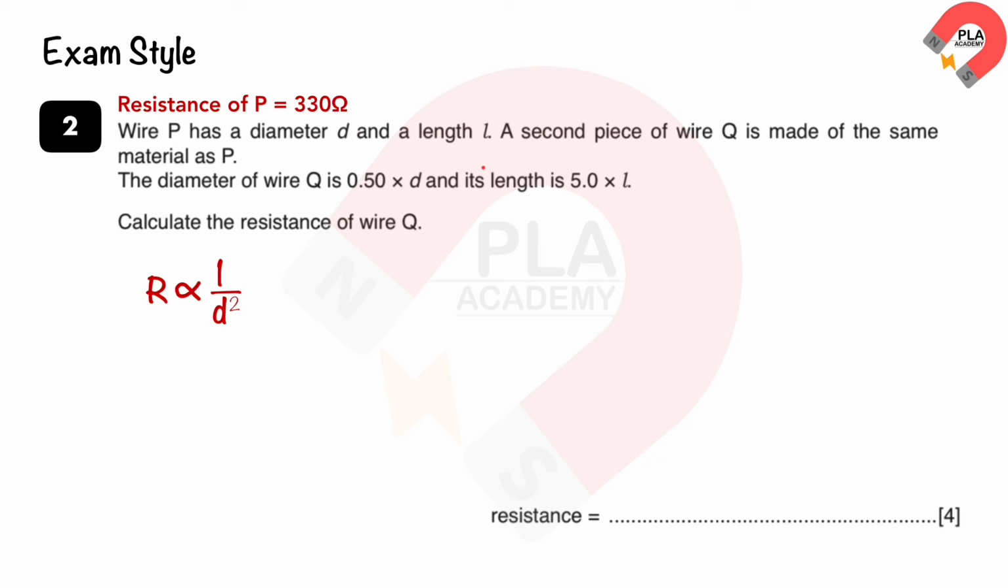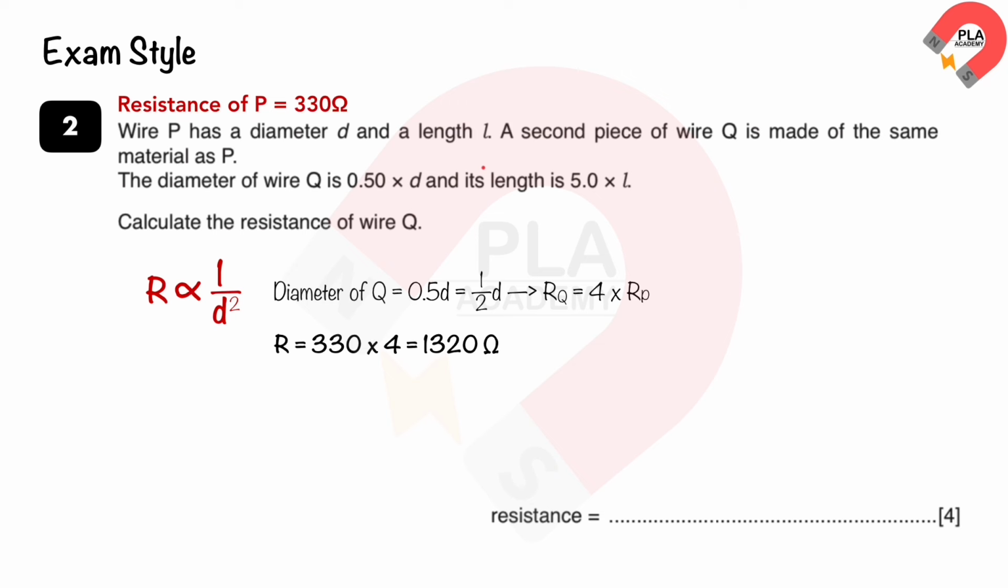Resistance is inversely proportional to the diameter squared. As the diameter of Q is 0.5 times D, meaning that the diameter of Q is half the diameter of P, the resistance of Q is 4 times the resistance of P. Therefore, the resistance of Q is 4 times 330, which is equal to 1320 ohms.